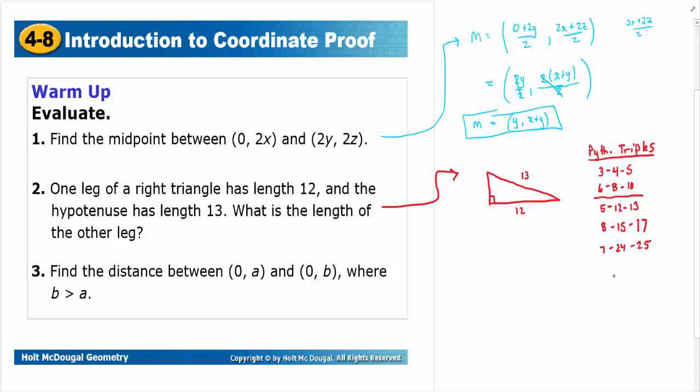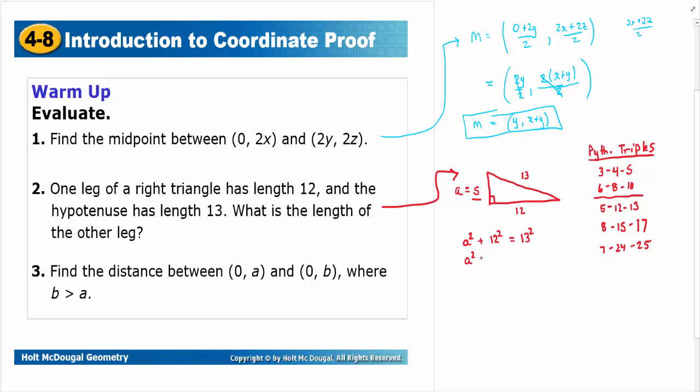If you happen to know these, it's going to save you a lot of work in the long run, unless you have to do a proof. Anyway, the answer would be 5 if you know it, but I want to talk about how to actually get it. So the way you actually get it is you would call that side a, and we would do our Pythagorean theorem, which is a squared plus b squared, which is 12 squared now, equals c squared, which is 13 squared.